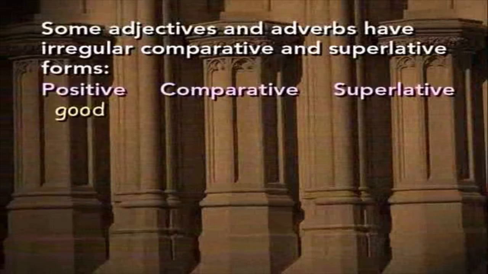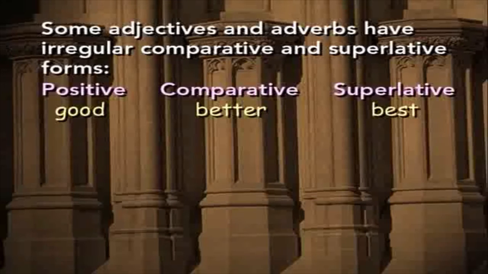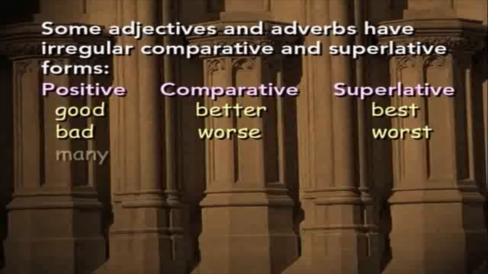Good is the positive form of the adjective. The comparative is better. The superlative is best. Bad is the positive form of the adjective. Worse is comparative. Worst is superlative. Many is the positive form of the adjective. More is the comparative. Most is the superlative.